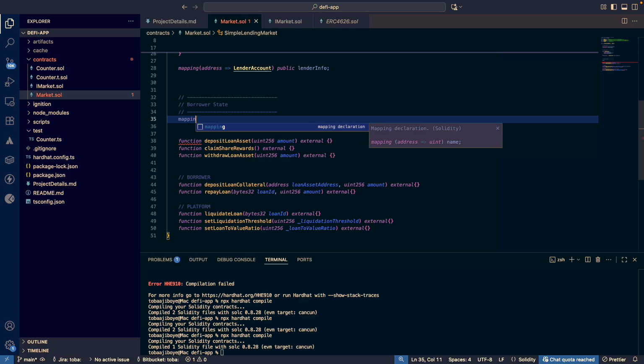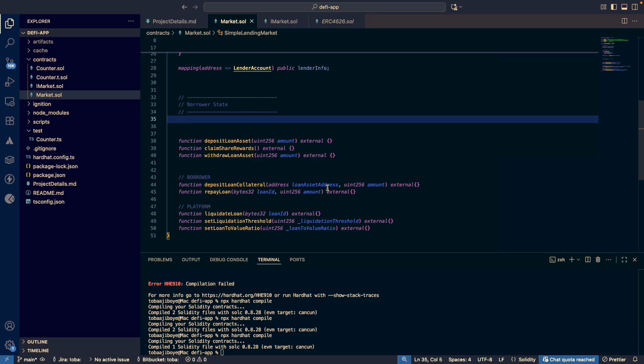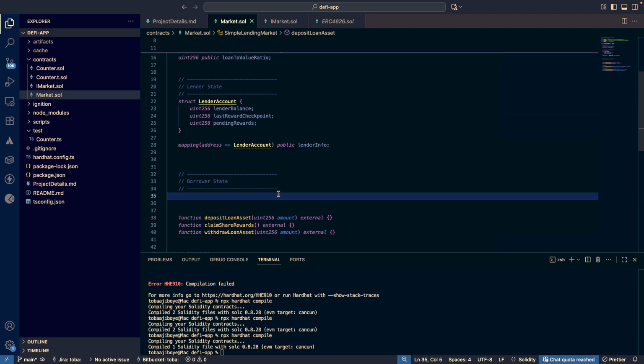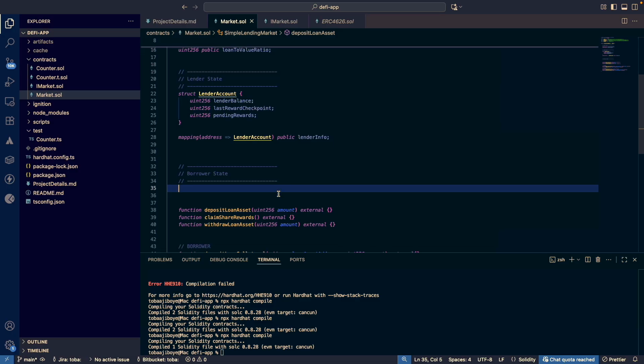So I should probably mention before I do this, that a borrower can deposit a multitude of assets. A lender can only deposit one asset, so a borrower can deposit a multitude of assets. So we need to know what the asset is, okay? And a borrower can only take out a loan per asset. All right. So let's try something.